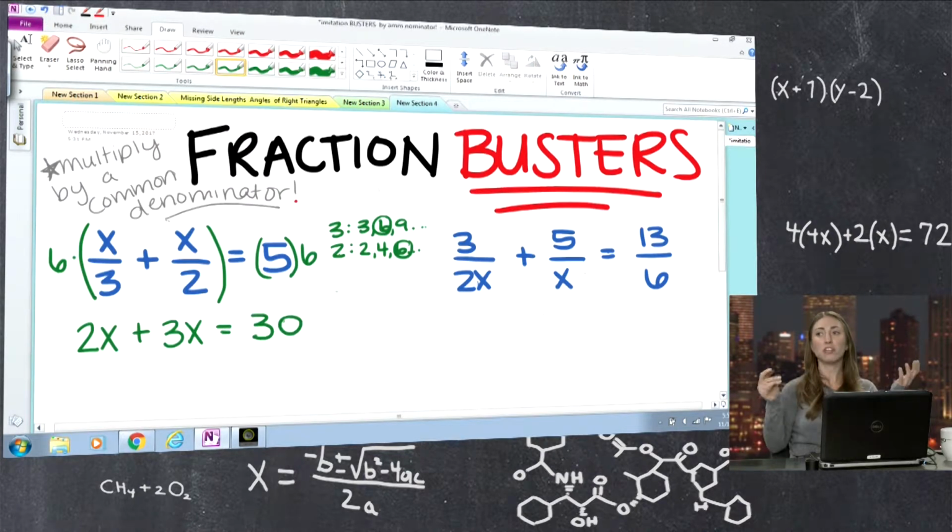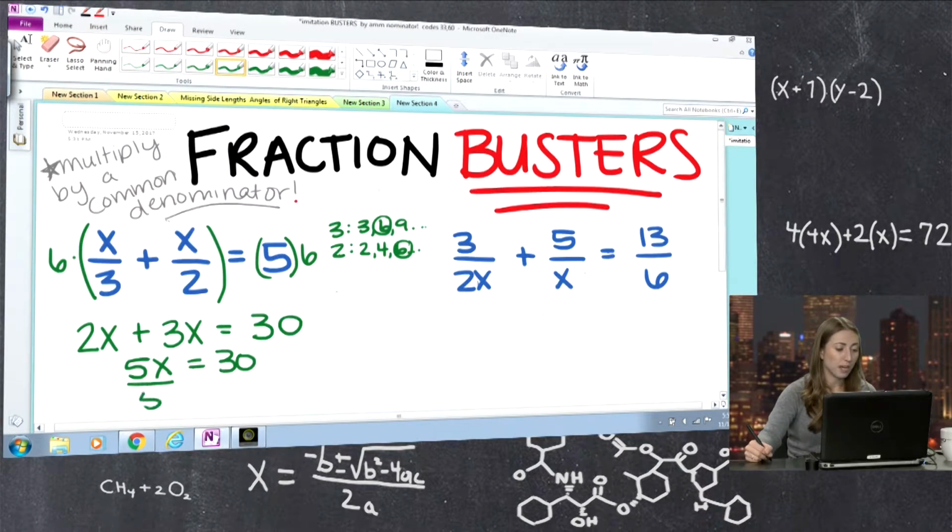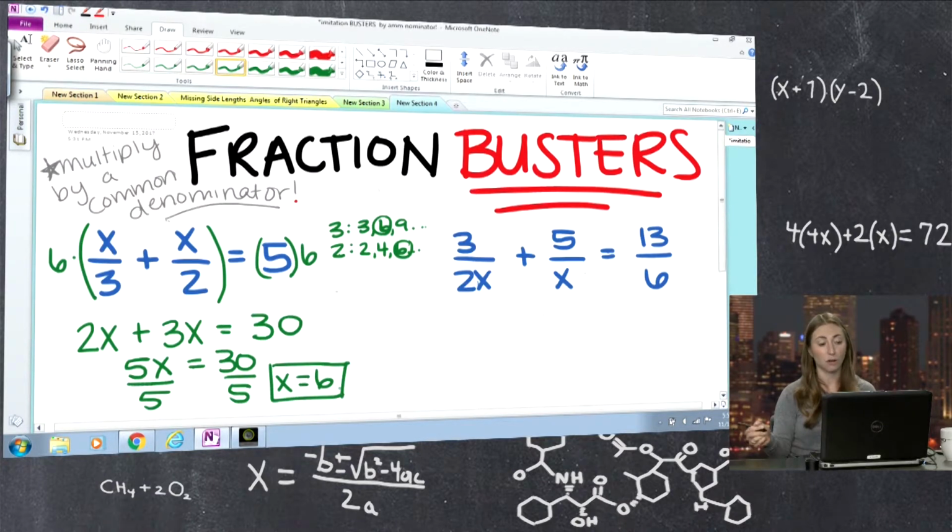And ta-da! We've changed our equation from something that looks very complicated because of the fractions into something a lot more simple. From here, we would just combine our like terms. 2x plus 3x equals 5x. Divide both sides by 5, and we end up getting x is equal to 6. A lot easier to solve than the equation at the beginning, just by getting rid of the fractions.